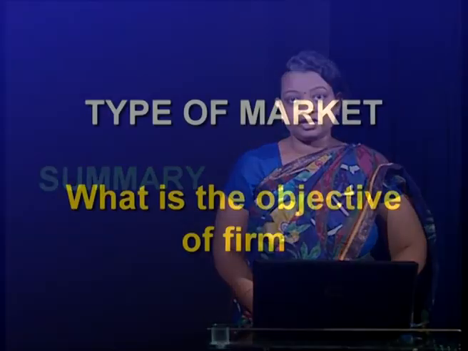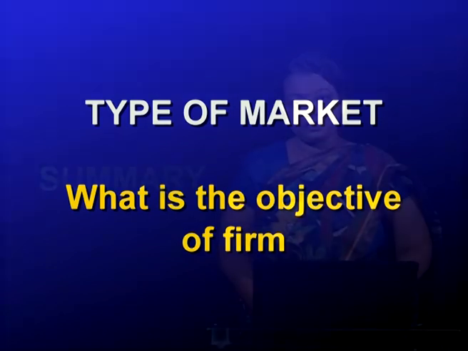Today in this lecture, we have talked about the meaning of market, its various characteristics, various types and factors affecting the market. Not only this, but we have discussed about the meaning of firm and industry. What is the objective of firm and how firm takes decision in different situation.